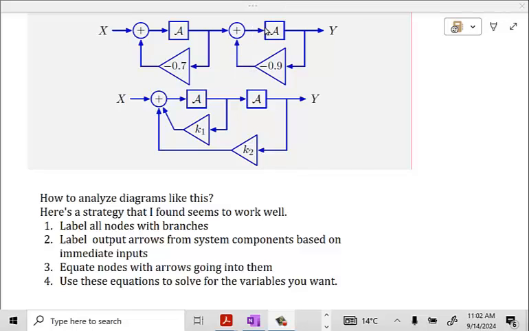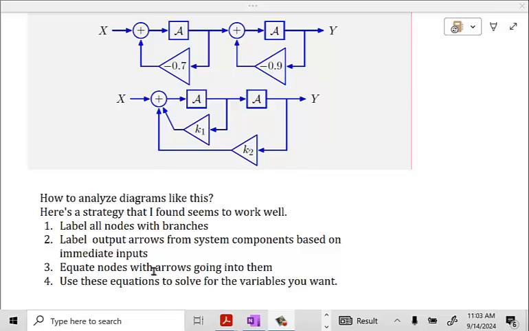What about this output arrow? Well, I say label output arrows based on immediate inputs. Okay. So the immediate inputs here would be this arrow, this input arrow, and this input arrow. Now this is going in, but this is a secondary input, right? So it's going from here to here to here, but I want the immediate inputs. Okay. So we'll do that. Now, if I wanted to label this arrow, right away I couldn't because I don't have a label for this one. But what you do is you label arrows as you go, and you can fill in as many labels as you need. Okay.